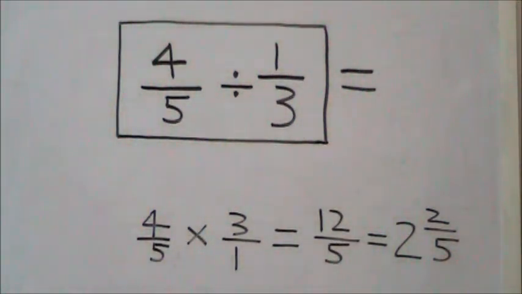So we get 12/5, which is an improper fraction since 12, the numerator, is greater than 5, the denominator. We want to change it into a mixed number. 5 goes into 12 twice, since 5 times 2 is 10. There's 2 left over, so our final answer becomes 2 and 2/5.